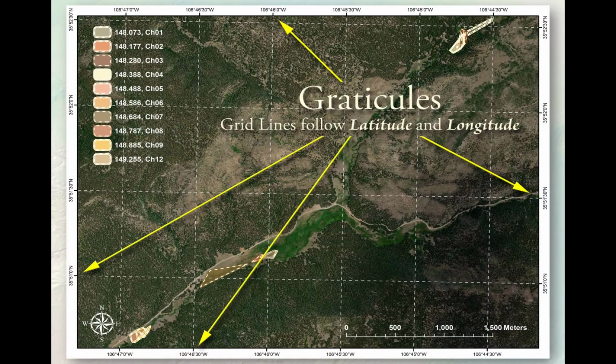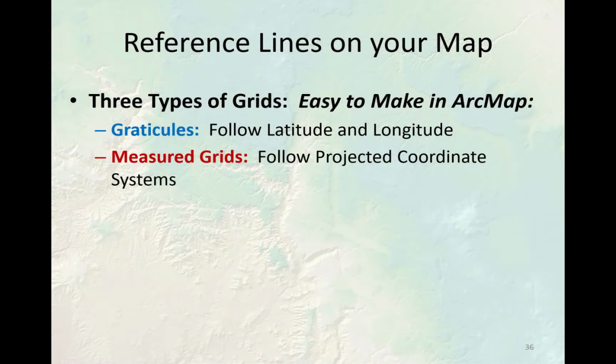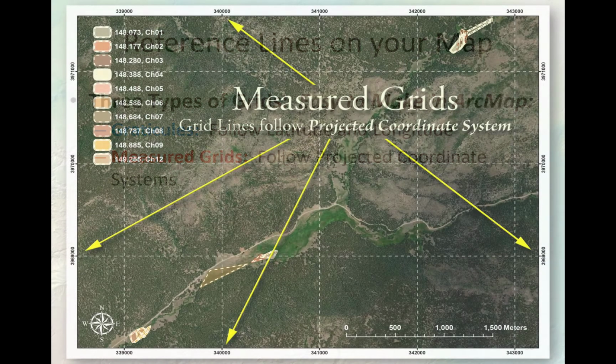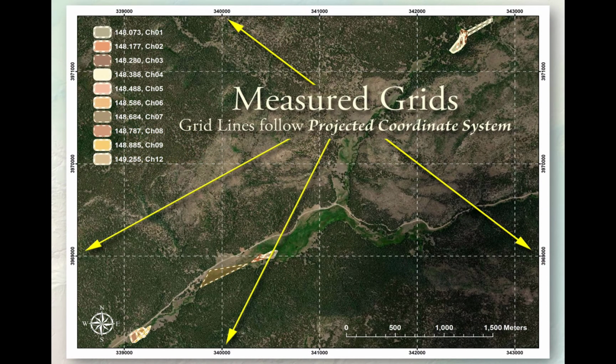So here you see a map with lat longs along the edges of the map, and the dashed lines represent the intersections of these lat long lines. You also have measured grids, which are exactly the same as graticules, except they follow projected coordinate systems. So here's an example of measured grids on that same area. In this case, we're looking at UTM coordinates.